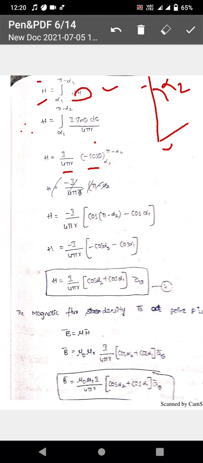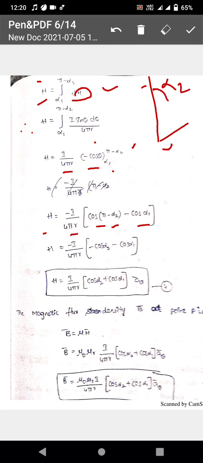The integration of sin theta is minus cos theta, and the limits are alpha 1 to pi minus alpha 2. If you apply the limits, H equals minus I by 4 pi r into cos of pi minus alpha 2, where the upper limit is substituted, and cos alpha 1, where the lower limit is substituted.